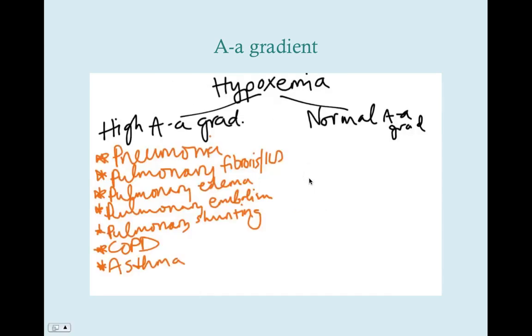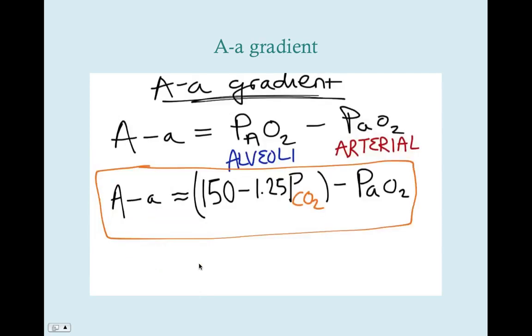Okay, so hypoxemia. What can cause a high AA gradient? Pneumonia, pulmonary fibrosis or interstitial lung disease, pulmonary edema, pulmonary embolism, pulmonary shunting, COPD, and asthma. So all of these are going to cause a discrepancy in the AA gradient. Now, the reason I brought up asthma, you would think, why asthma? Why is that causing a difference in the alveolar-arterial gradient? There's no problem with the lung tissue.